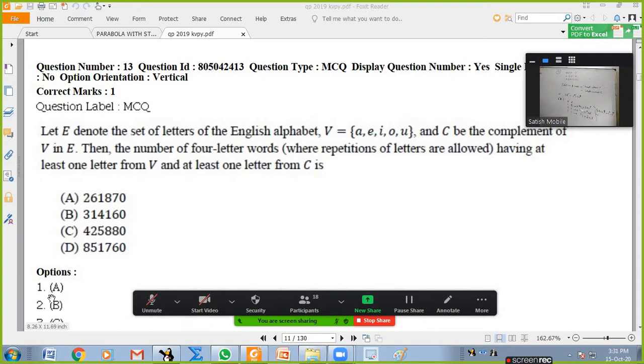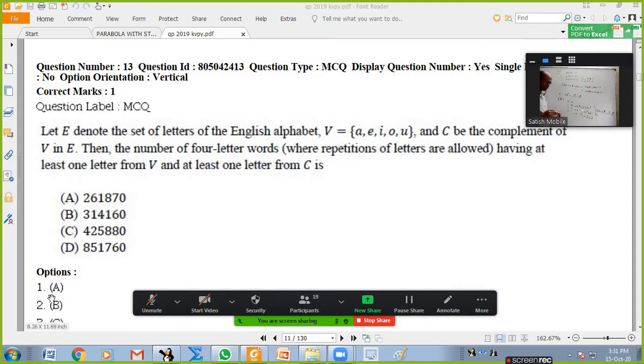Okay, the 13th one is a very simple question from permutation combinations where repetition is allowed. Vowels, there are 5. The total number of English alphabets is 26. If you remove vowels from the total, what is left are consonants, that is 21. They did not use the word consonant as such, but they are called the complement. They want us to make a 4-letter word.